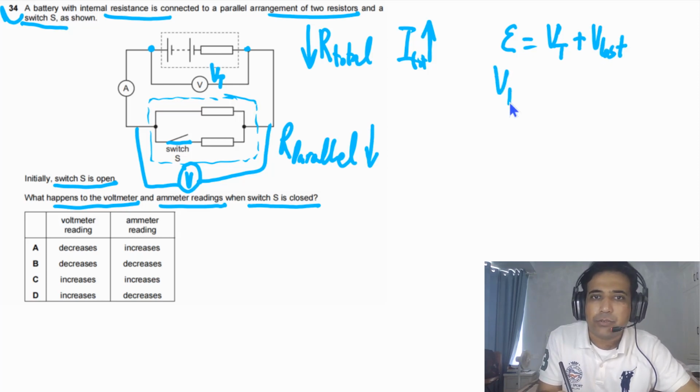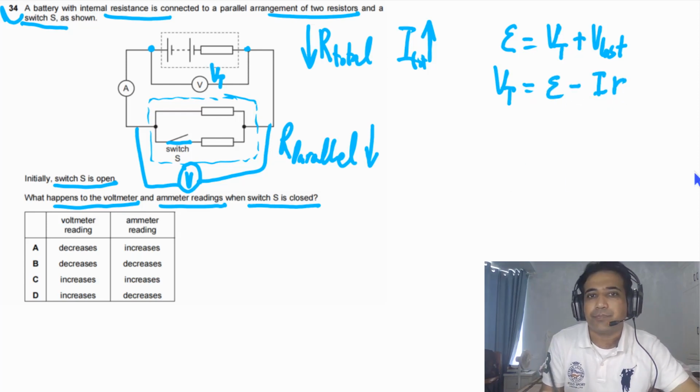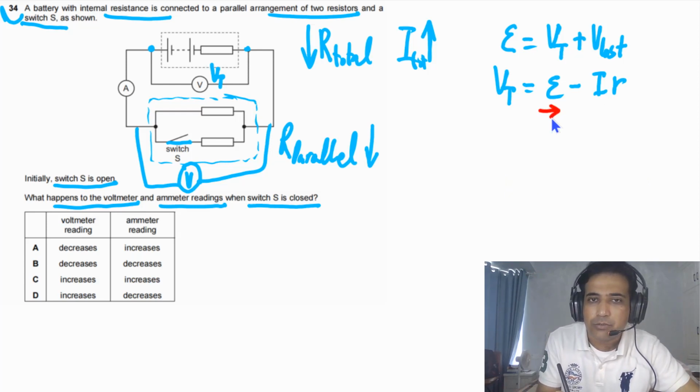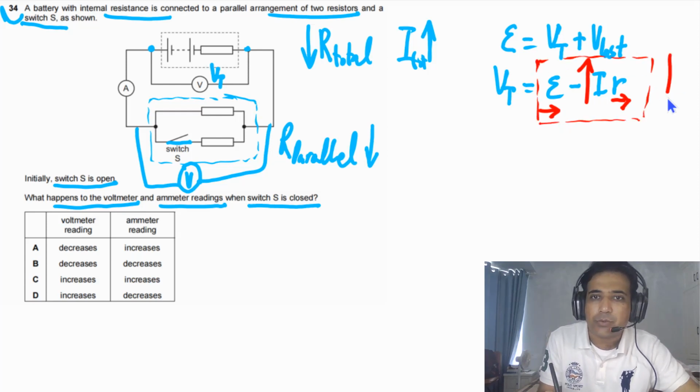So we can write down in this case terminal PD will be equal to EMF minus I times r. So now simply we need to understand this quantity is constant. This quantity is constant. So if I increases, how about this overall? This one has to decrease.